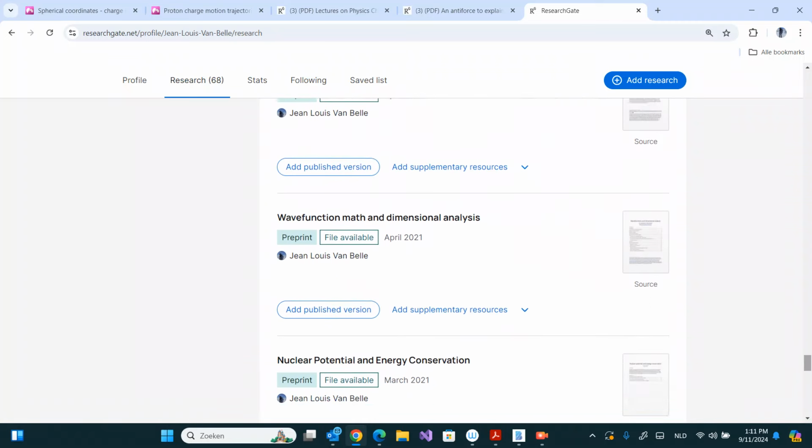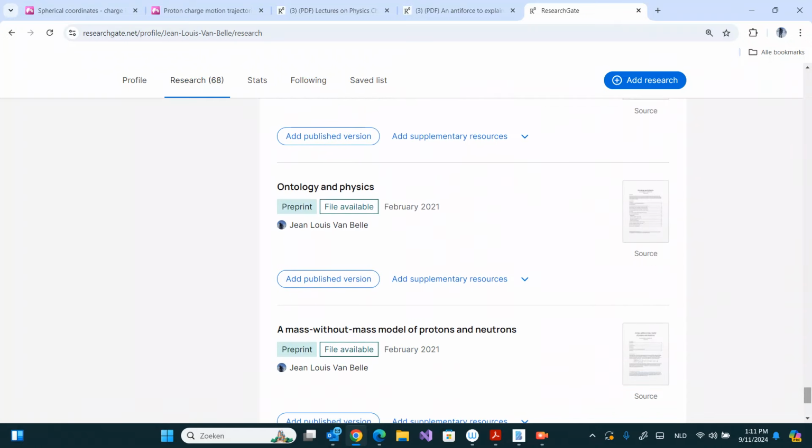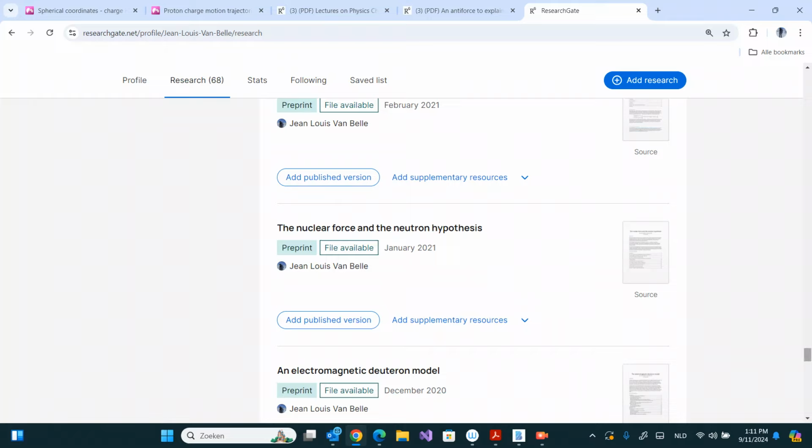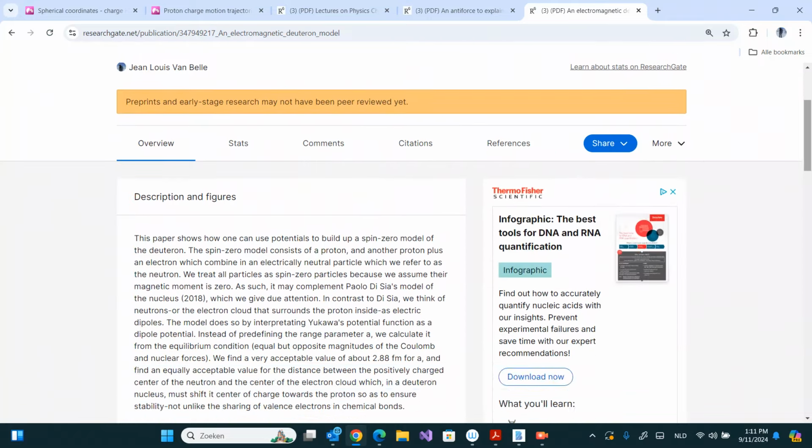Well, I don't seem to find it. Too many papers. I said I should revise them, but it helped me a lot to. Here we have it, electromagnetic deuteron model. Have a look at it.